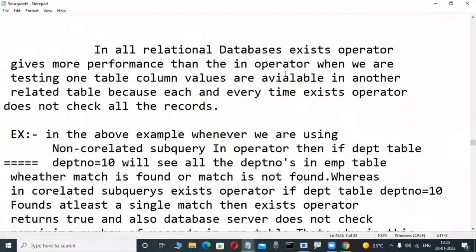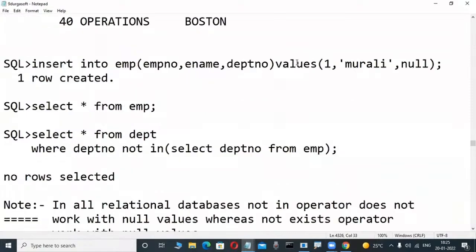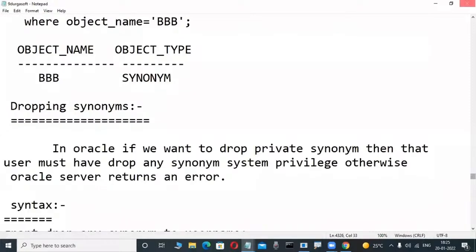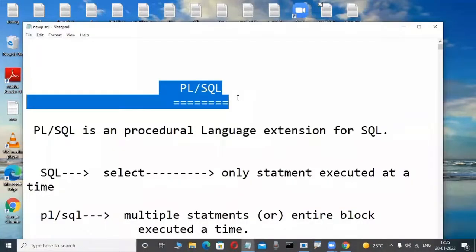Some queries are there, and these are things we are familiar with. Don't worry. Then database objects, so many things are there, and we are learning them. These are big concepts. Again, PLSQL means a little bit of coding. Don't be afraid. This is PLSQL.